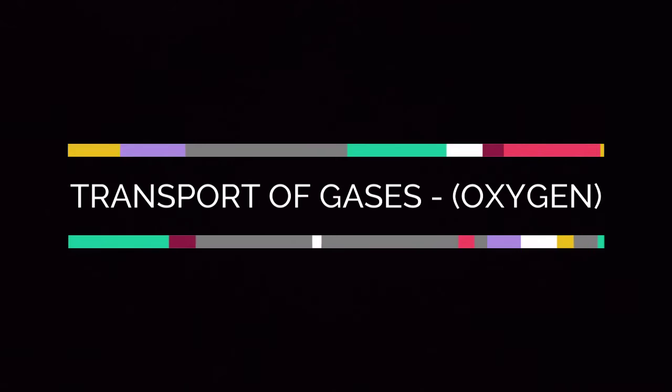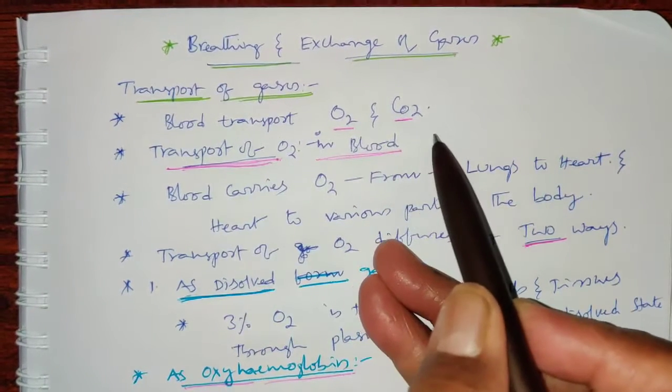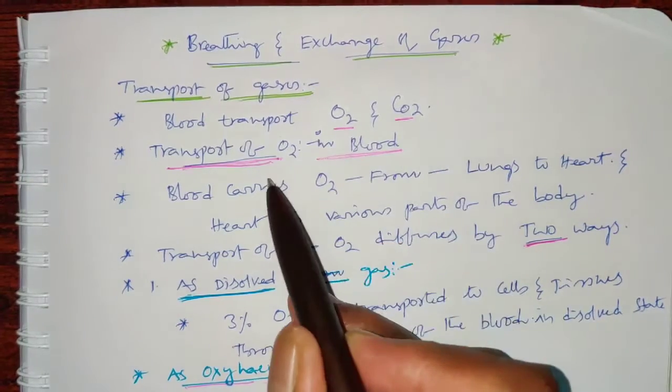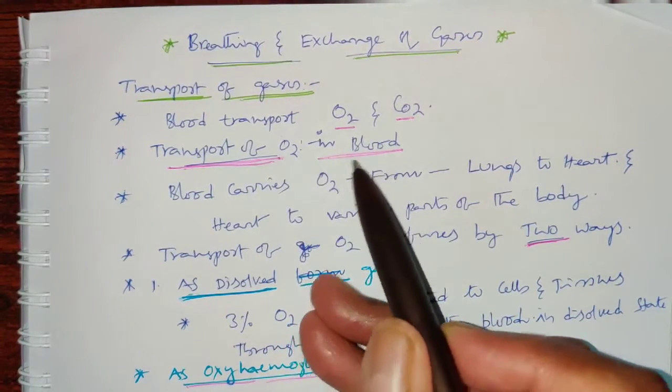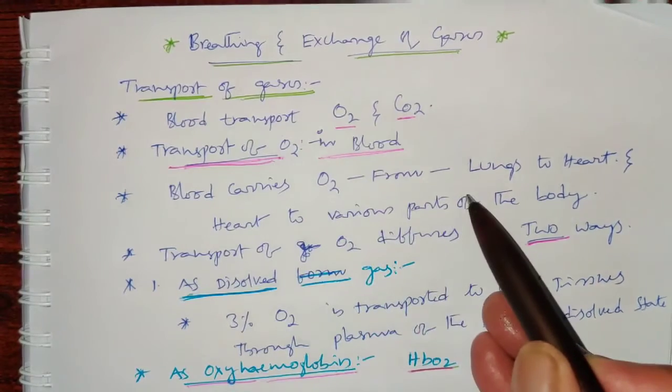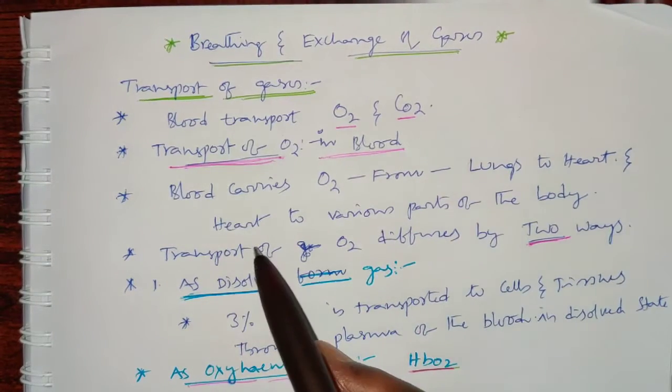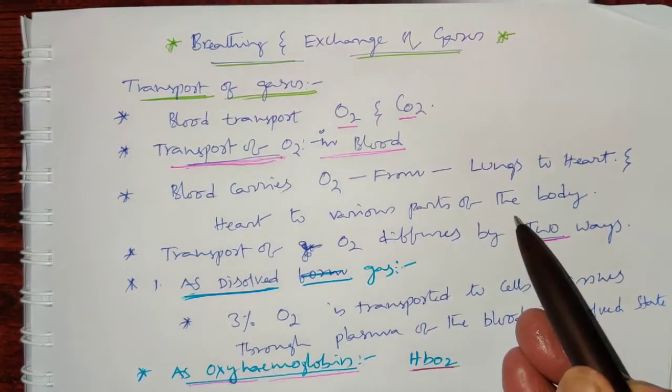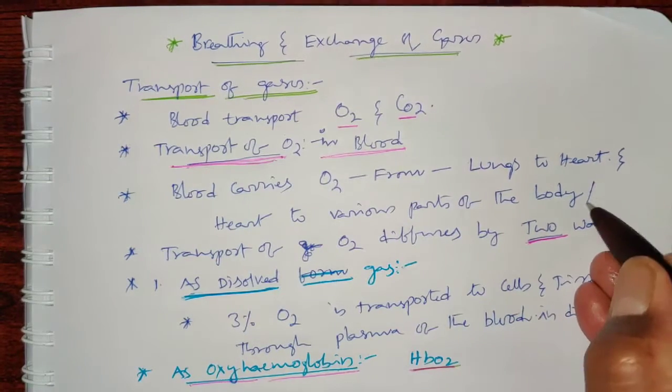Let's now talk about transport of gases. The blood transports oxygen and carbon dioxide. Transport of oxygen in blood: the blood carries oxygen from the lungs to the heart and from the heart to various parts of the body.